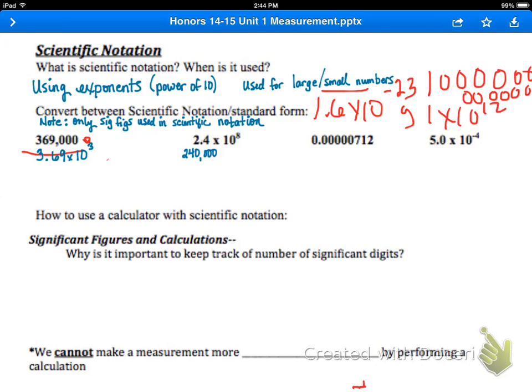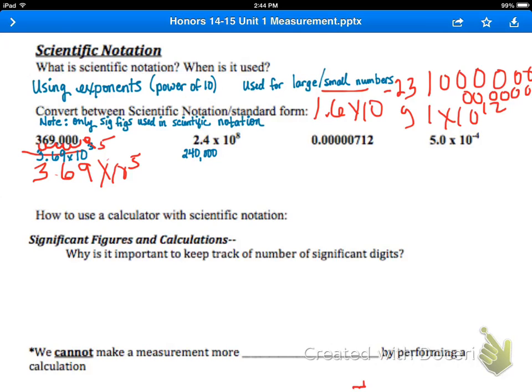And when we write in scientific notation, we only include significant digits. Now, this one should be 3.69 times 10 to the 5. I count how many places I have to move the decimal: 1, 2, 3, 4, 5. So this should be a 5.